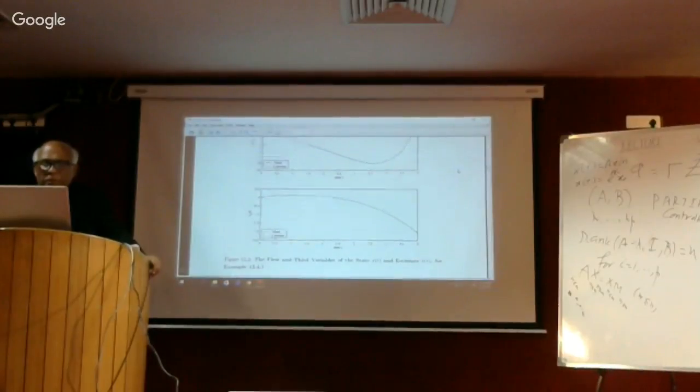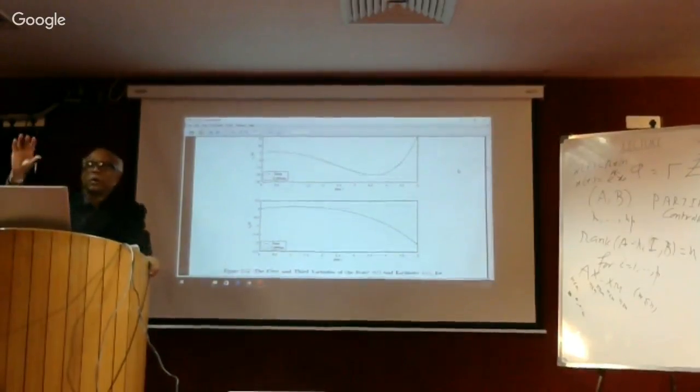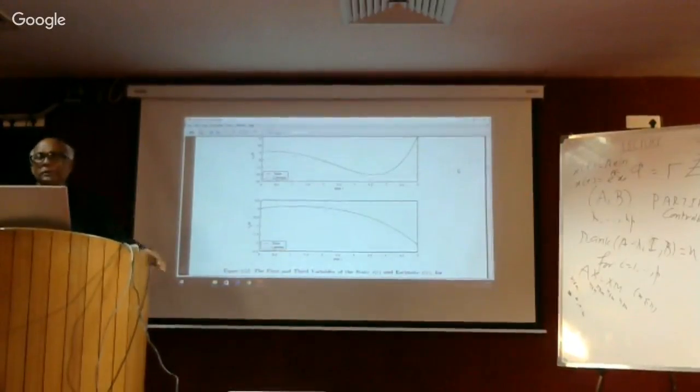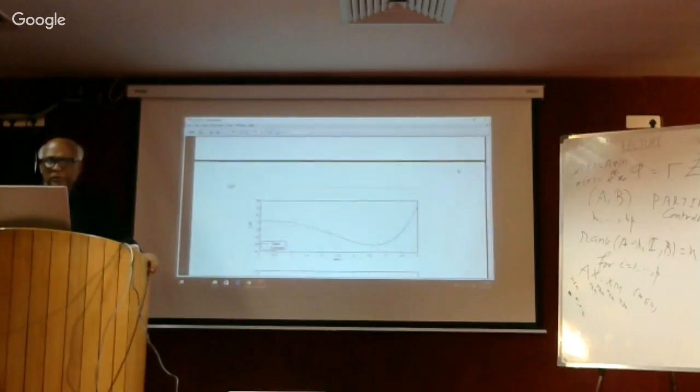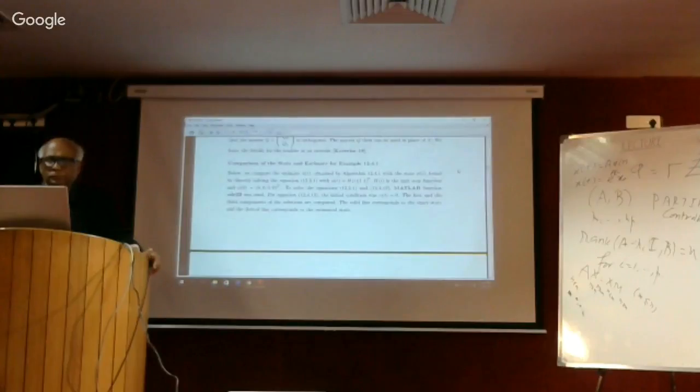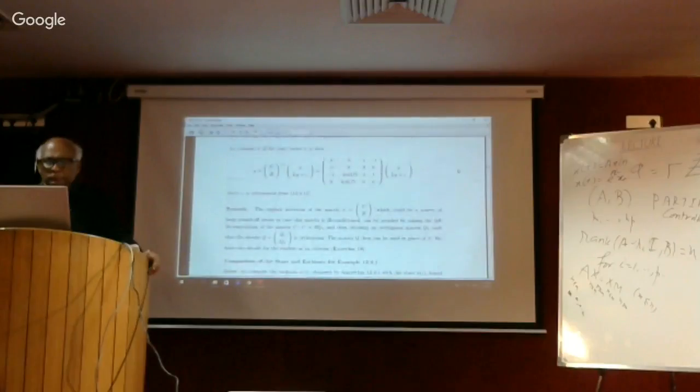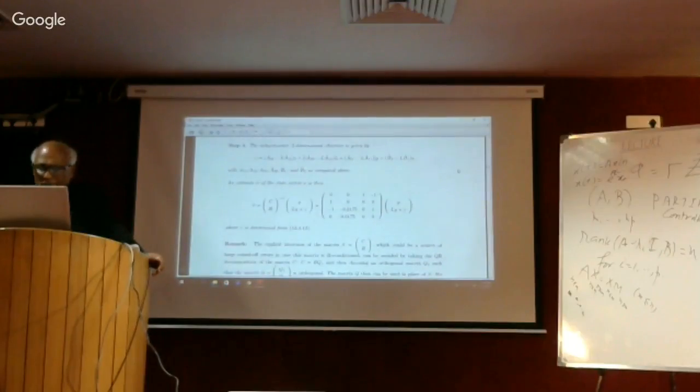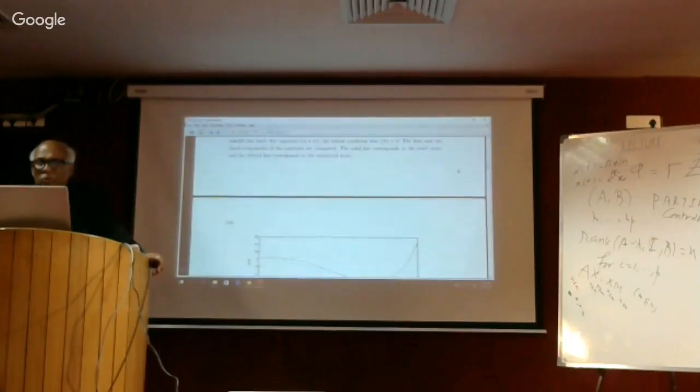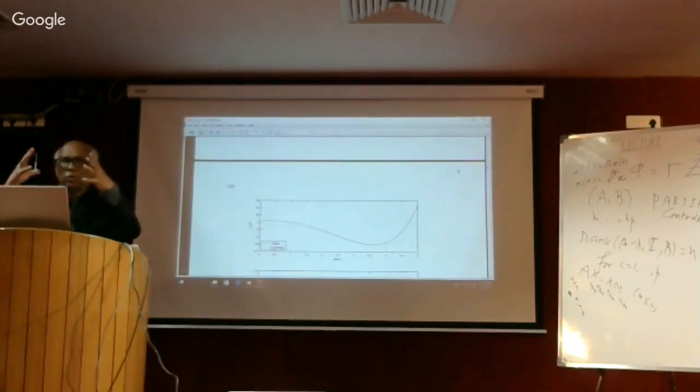So here is a comparison between the two approaches. One is the feedback design approach, another is the Sylvester equation approach. This is for the reduced order observer. Sorry, this is not the reduced order observer. But you can do your own example to compare the two approaches.